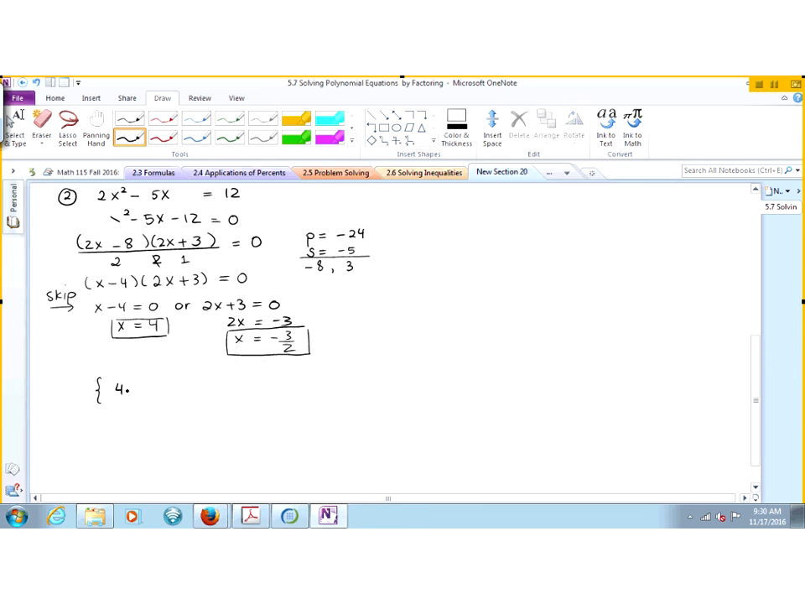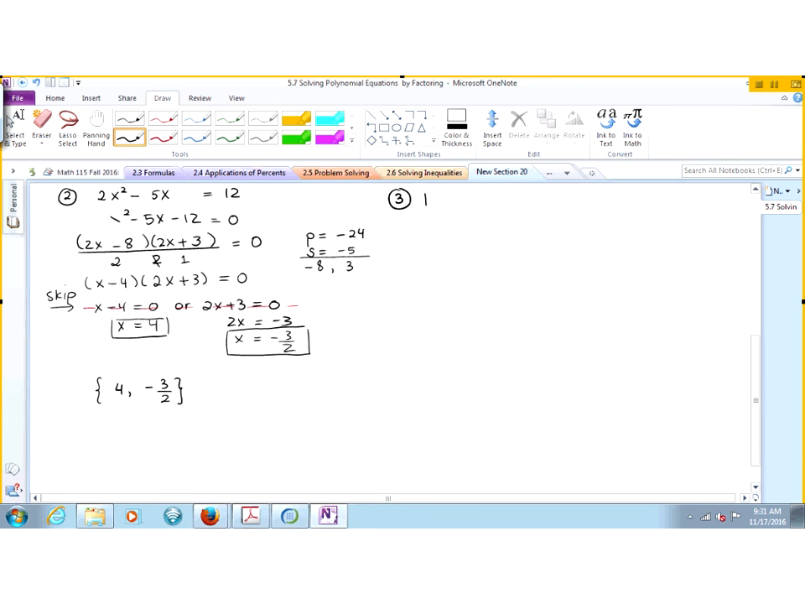So I calculated everything. Now, how many solutions do I have? 2, which is 4 and negative 3/2. So usually I skip this step. When I see this, I would usually say x equals 4 or 2x is equal to negative 3. So I'm skipping this step just to make it faster. But you know why I got this. Why is x equal to 4? Because x minus 4 is equal to 0. Make sense?